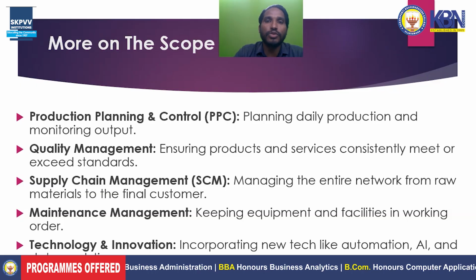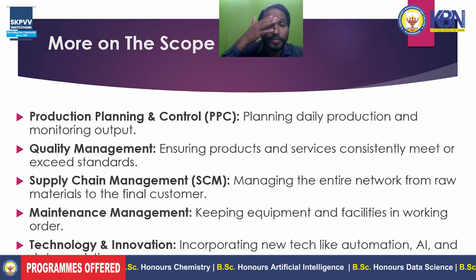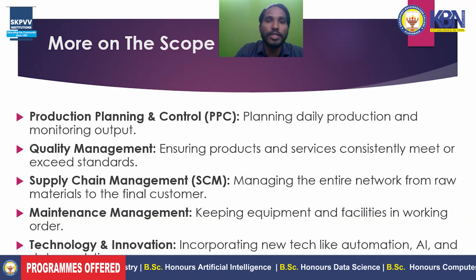For effective production, supply chain management plays a crucial role in managing the entire network from raw materials to the final customers. And there is also maintenance management. It keeps equipment and facilities in working order, and this maintenance management reduces the risks of planning and controlling. And coming to technology and innovation, incorporating new tech like automation, AI and data analytics.